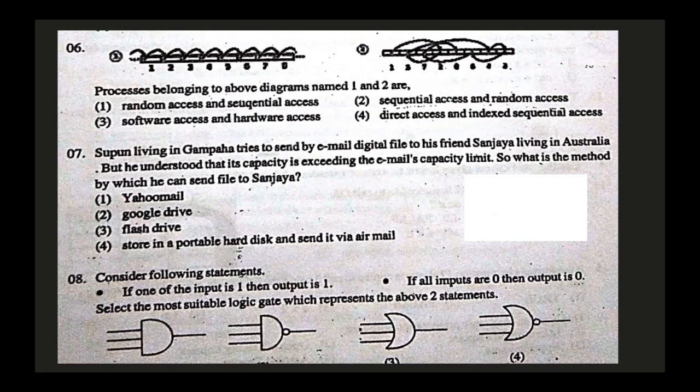Then the next one, the process belonging to the above diagram, names 1 and 2 are. Actually when you see these two pictures, you can imagine this is sequential and this is random. The answer for this is random access and sequential access. This first one is the answer.